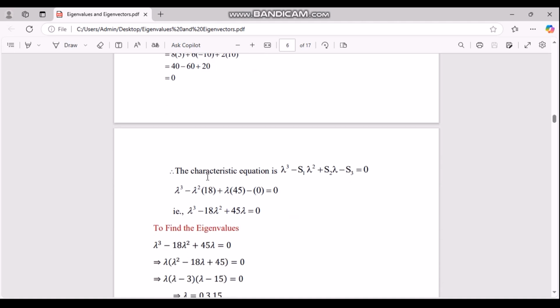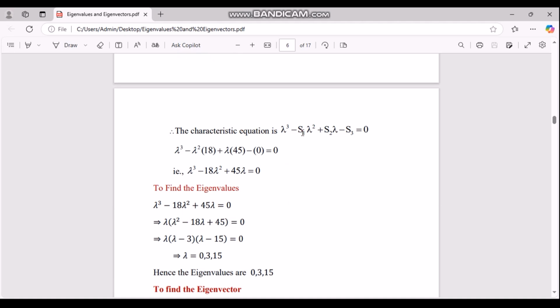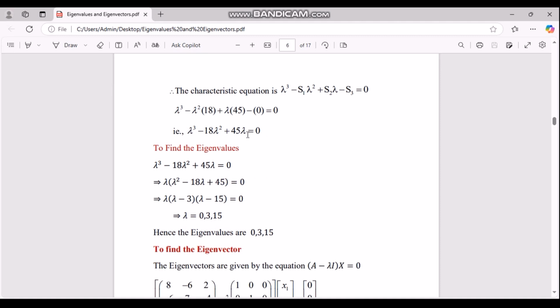Then upon calculation we are getting S3 equal to 0. Substituting these values in the characteristic equation, lambda cube minus S1 lambda squared plus S2 lambda minus S3 equal to 0, we are getting lambda cube minus 18 lambda squared plus 45 lambda minus 0 equal to 0. So you can ignore minus 0 in the next line. What you are getting is lambda cube minus 18 lambda squared plus 45 lambda equal to 0. Now you are solving this. Since lambda is common, you take it outside. So lambda into lambda squared minus 18 lambda plus 45 equal to 0. So lambda equal to 0 is one of the roots. It's very obvious. And the remaining is the quadratic equation, which can be solved.